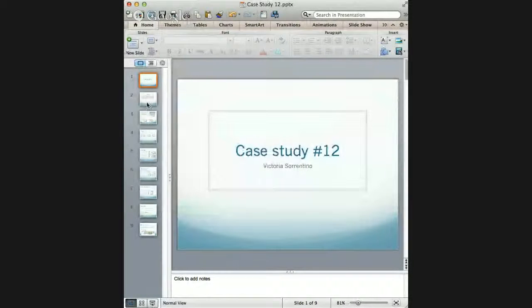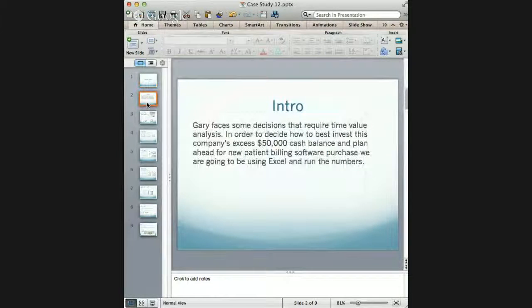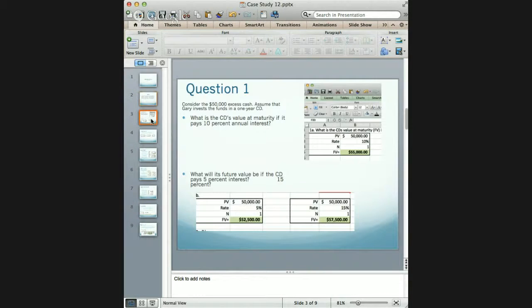Okay, so case study number 12. Just as an intro, Gary faces some decisions that require time value analysis in order to decide how best to invest his company's excess $50,000 cash balance and plan ahead for a new patient billing software system. We're going to be using Excel to run the numbers and figure out what is the best course of action.